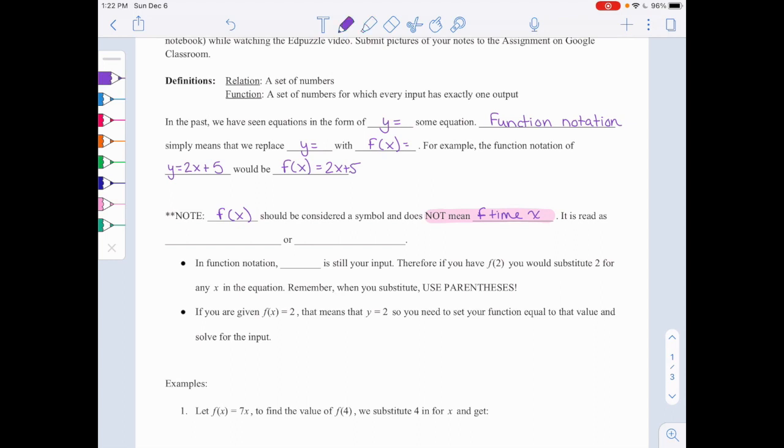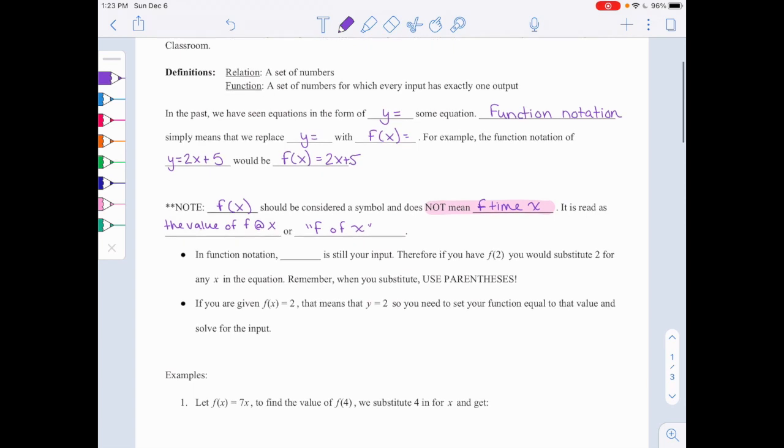There are two ways to read this. We know that we can say it as f of x, but what that really means is the value of f, so the value of our function, or the y value, at x. So that means the value of f at x. What is the y value at that particular x value? In function notation, x is still your input. So if you have f of 2, you would just substitute it in for any of the x's. And remember, when we substitute, we always use parentheses, always.